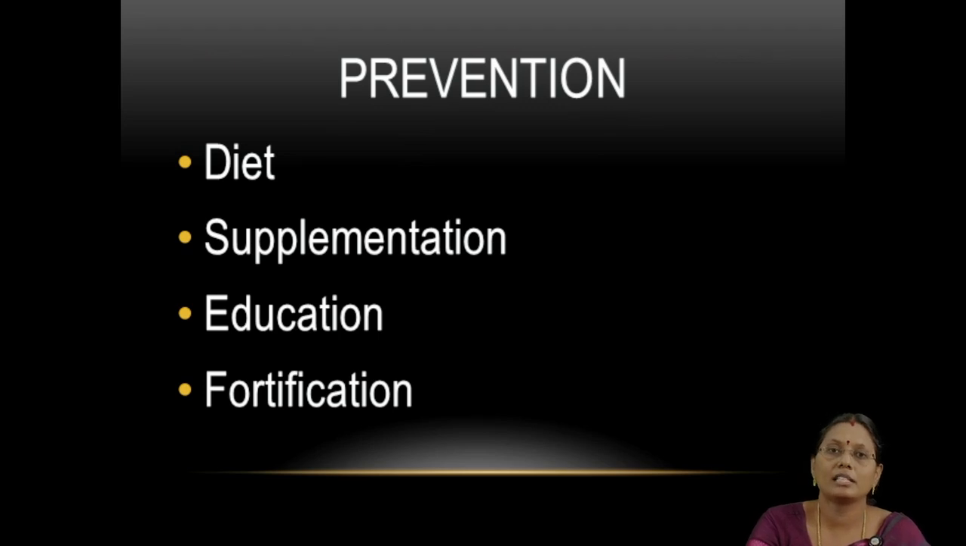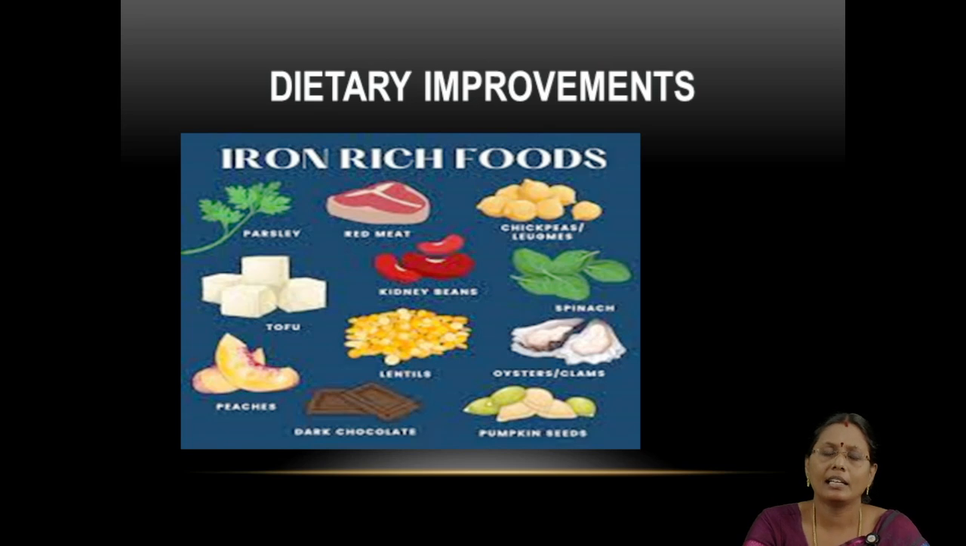And then next we will see some of the prevention methods of iron deficiency anemia. Diet, supplementation, education and fortification. These are some of the methods to prevent iron deficiency anemia. Diet means our diet should be rich in iron rich foods like liver, red meat, and promoting the consumption of green leafy vegetables like drumstick leaves, which contain more iron. So, include iron rich foods in our diet to prevent iron deficiency anemia.